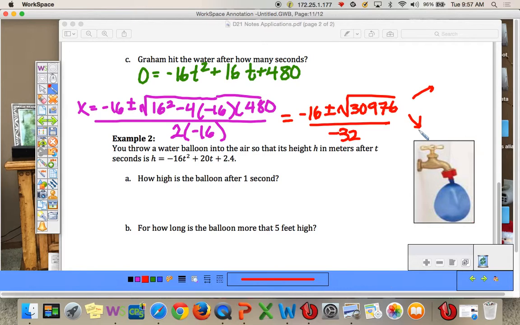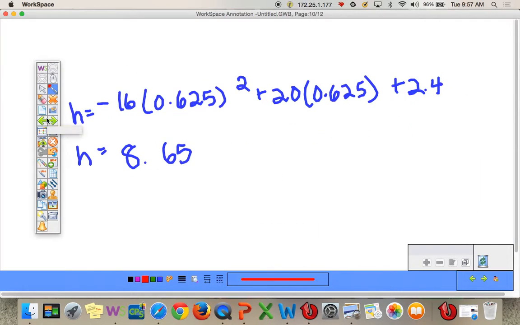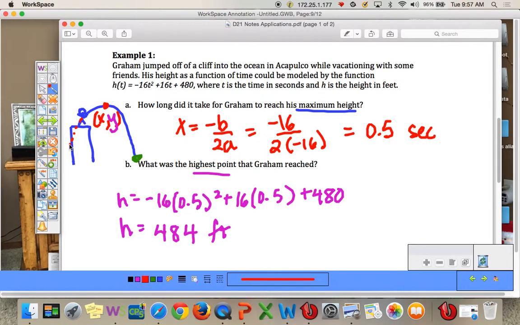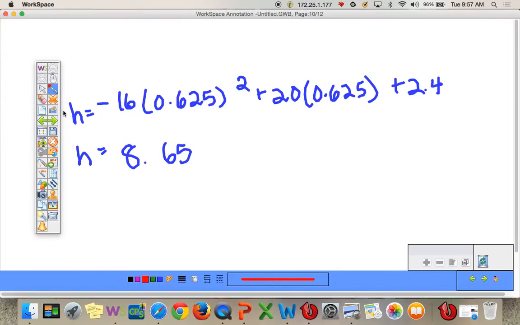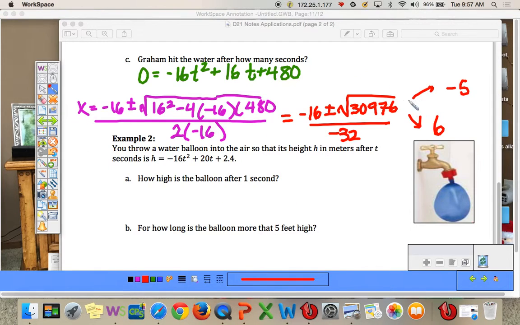So the square root of 30,976. Hit enter, and then we'll divide by negative 32. So one is at negative 5. And then type in the other one, negative 16 minus this guy, divided by negative 32, and we get 6. The reason we get 2 answers is, imagine one of our zeros is that negative 5 over here, but the 6 is the one that we're looking for. So after 6 seconds, Graham will hit the water.